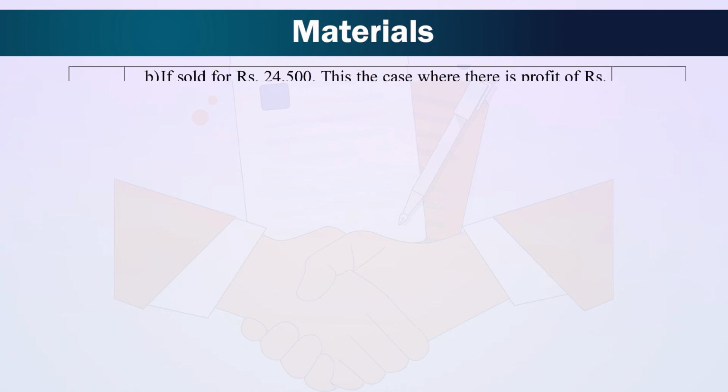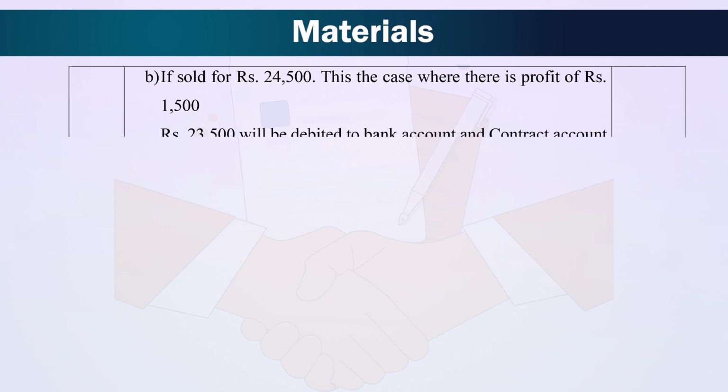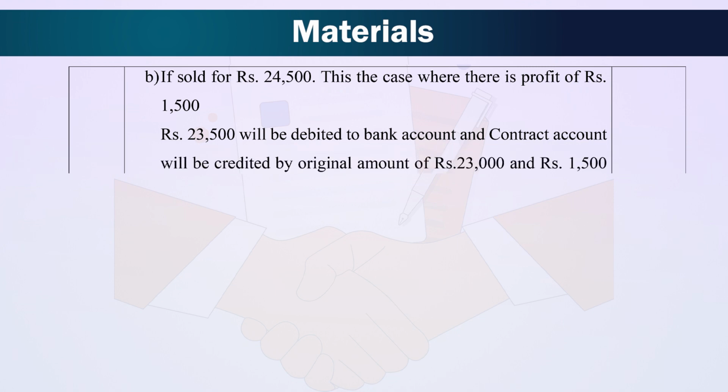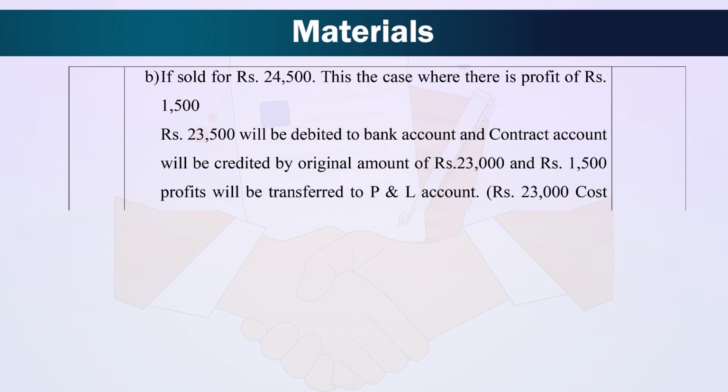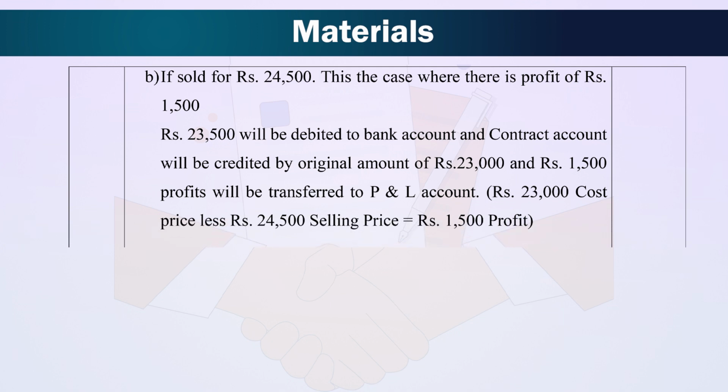Second, if it is sold for rupees 24,500, this is the case where there is a profit of rupees 1,500. Rupees 24,500 will be debited to bank account and contract account will be credited by the original amount of rupees 23,000 and rupees 1,500 profit will be transferred to profit and loss account. 24,500 selling price less 23,000 cost price will give us rupees 1,500 profit.